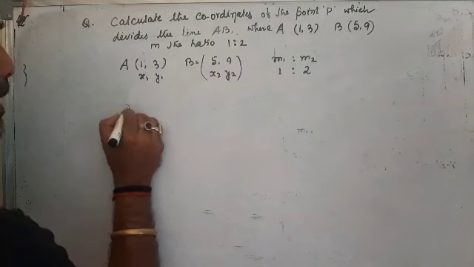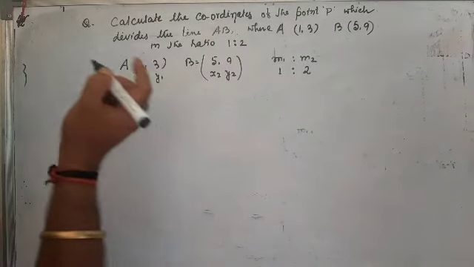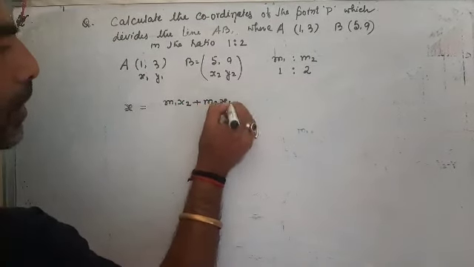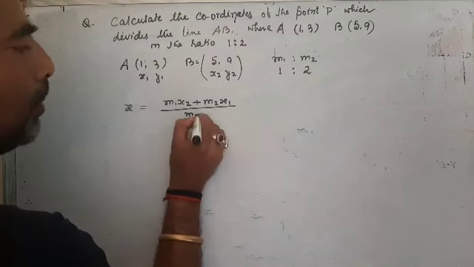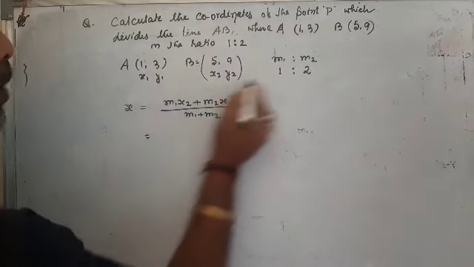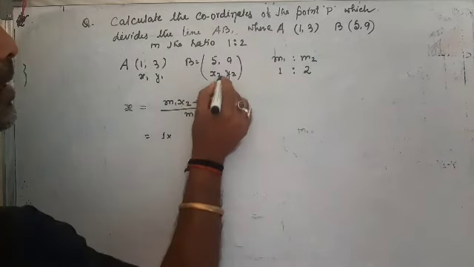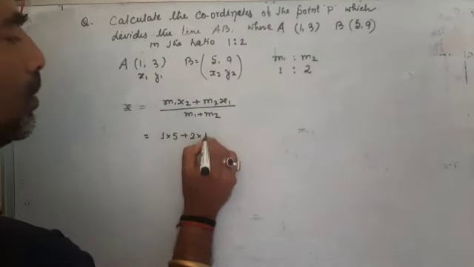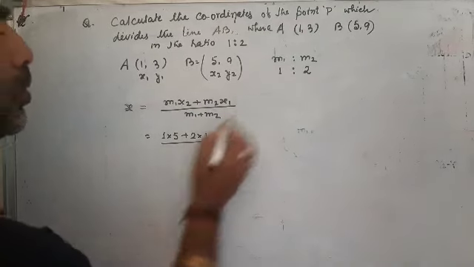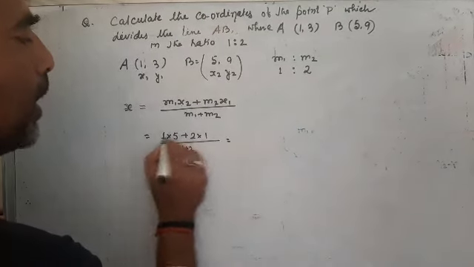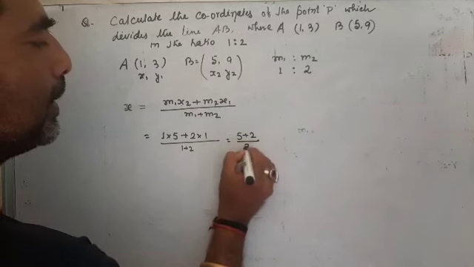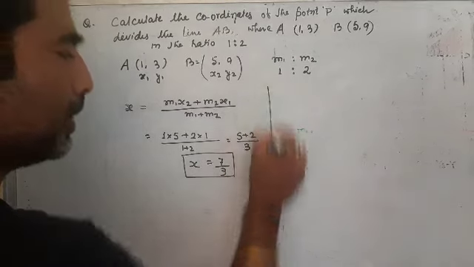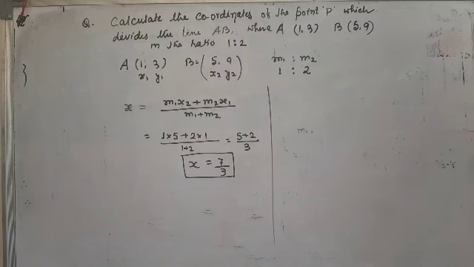So first you find x. You have a formula: x is equal to, if you take m1 then you put x2, if you take m2 then you write x1, by m1 plus m2. So in place of m1 you put 1, x2 means 5, m2 means 2 and x1 means 1, by 1 plus 2. That is (5 plus 2) by 3, 7 by 3 is your x. Okay, similarly you do it for y also.